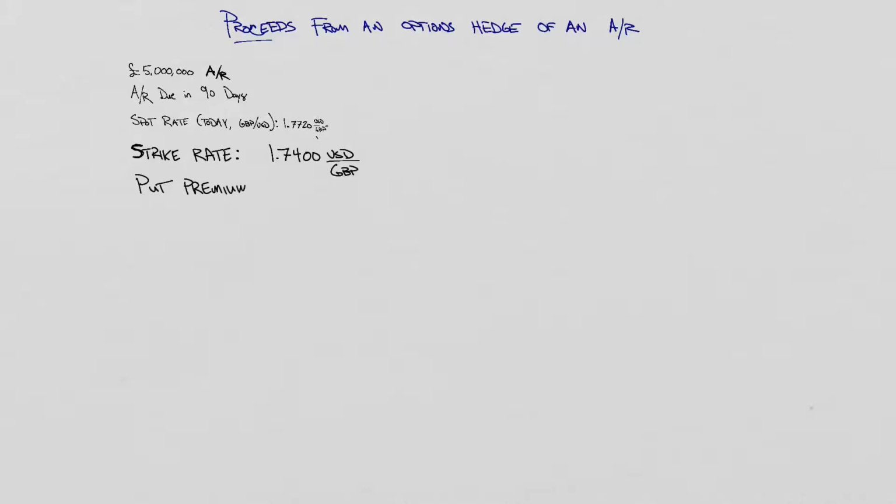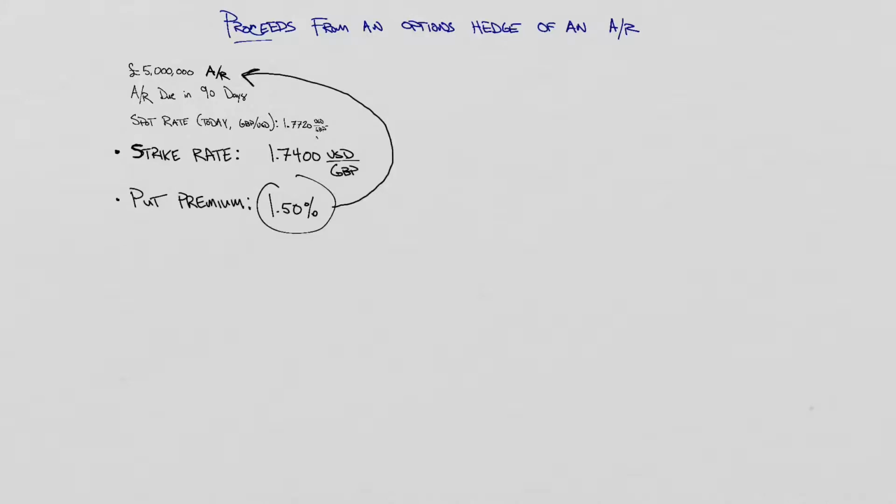The put premium on this option is 1.5% total. So this is going to be 1.5% of the total option size that we buy. And what we're going to buy is a full protection on our accounts receivable. We're going to buy a 5 million pound put.